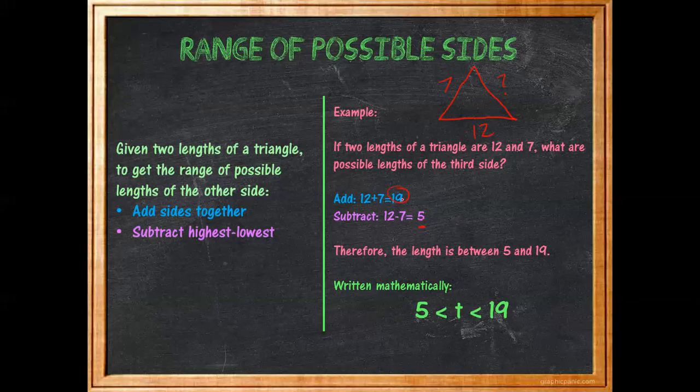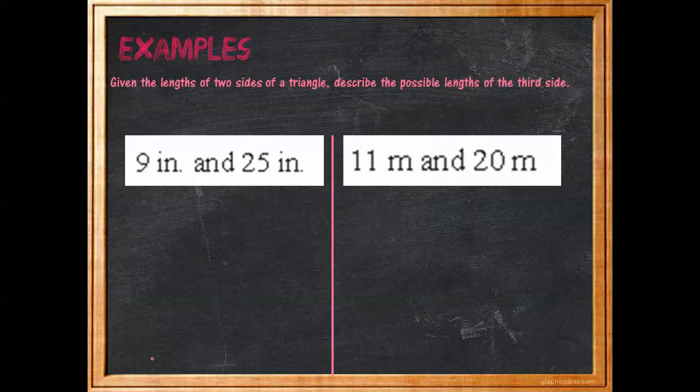Okay, it can't be 5 and it can't be 19. It has to be in between there. So the way we would write that would be that T has to be greater than 5 and less than 19. So the side length for this can be anywhere in between there.